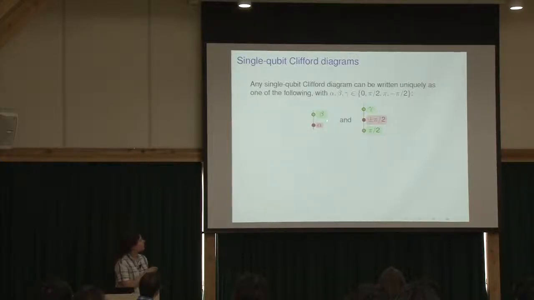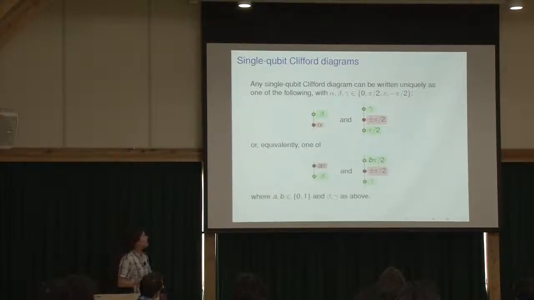So we can have an arbitrary red phase followed by an arbitrary green one. Arbitrary here in the sense of they still have to be multiples of pi by 2, but within that, they're arbitrary. Or we can have a green pi by 2 followed by a red plus minus pi by 2 followed by some green phase.